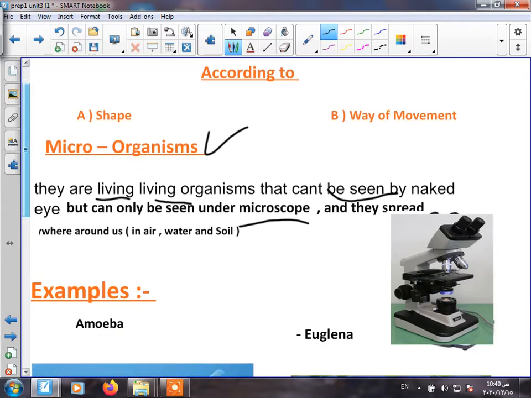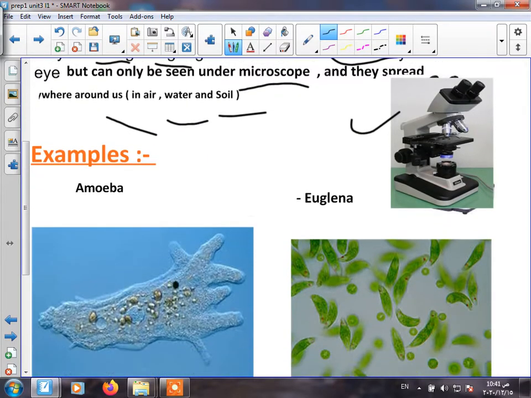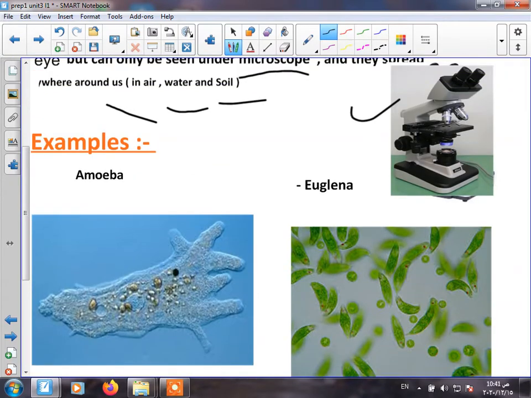And this is the picture of a microscope. Microscope is a tool that helps us to see microorganisms clearly. And they spread everywhere around us, in air, water, and even the soil. So if I have a drop of pond water, as I said yesterday, and put it under the microscope, I can see what is inside it. I can see types of microorganisms.